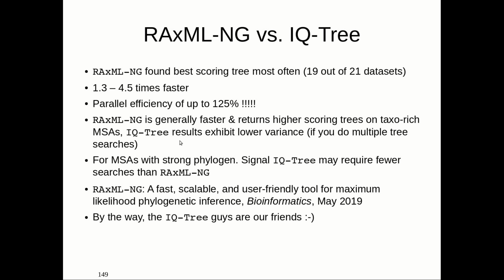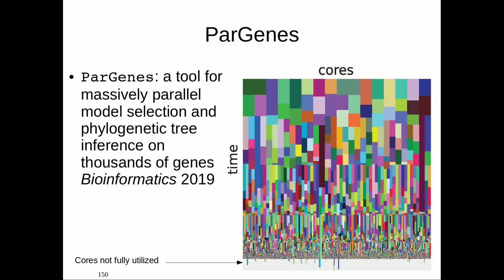On the other hand, IQ-tree results exhibit lower variance. So if you do multiple tree searches with IQ-tree, you will have a smaller variance among the maximum likelihood trees. So the conclusion here is that for multiple sequence alignments with strong phylogenetic signal, meaning broad alignments, IQ-tree may require fewer searches than RAxML. Right. So here are the respective publications, and by the way, the IQ-tree guys are our friends, so we've known them for, I think, over 15 years or something like that, and are frequently in touch with them about various implementation issues.